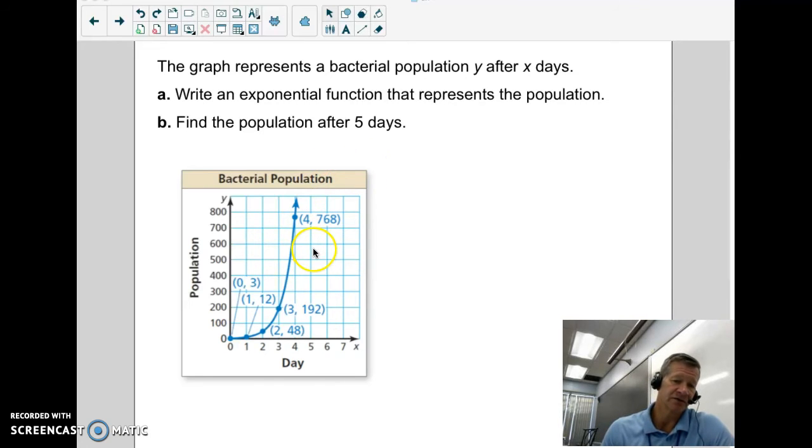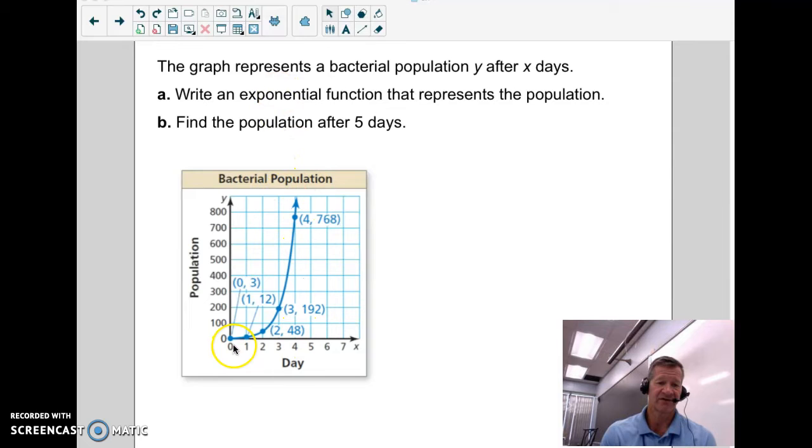These graphs that we're drawing, these exponential equations, are usually called either exponential growth or exponential decay. This is an example of a graph that obviously, as it goes from left to right, is growing. And one of the things that grows normally are populations. So bacterial population is what this graph represents.